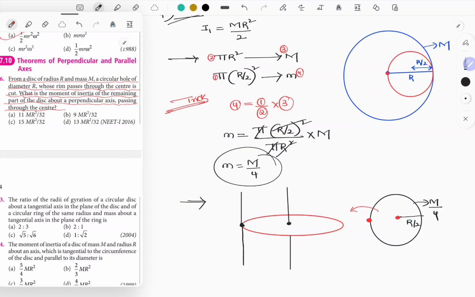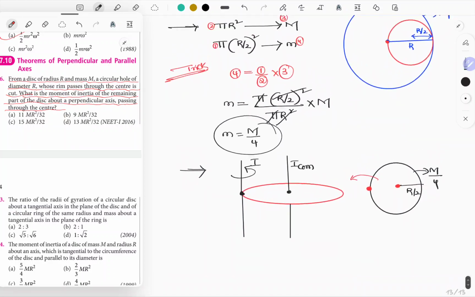This is the axis. I need the moment of inertia here, and this is the moment of inertia through the center of mass. This is I2. So let me find I2. I2 is equal to I center of mass plus M a square. So I center of mass is the moment of inertia of that object through its own center.